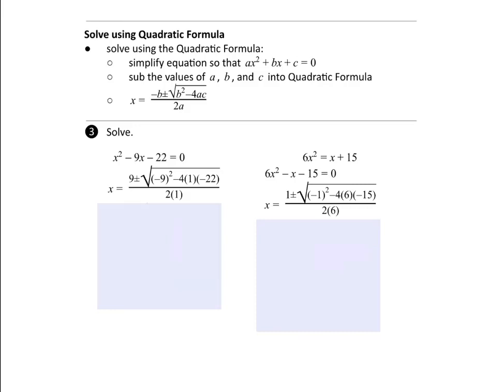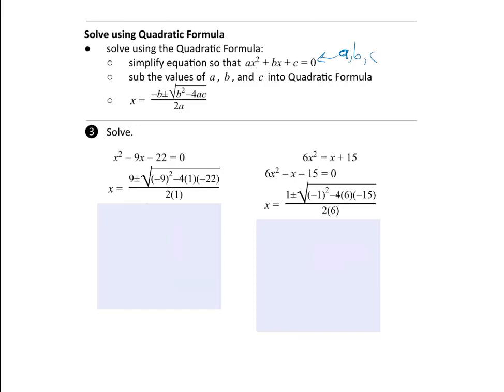This way it just keeps things simple and keeps us moving along at a decent pace. So solve using the quadratic formula. You need to simplify the equation so that ax squared plus bx plus c equals 0. Once you get your equation in standard form, you can start using a, b, and c in your quadratic formula. You just sub in the a, b, and c values into the quadratic formula.